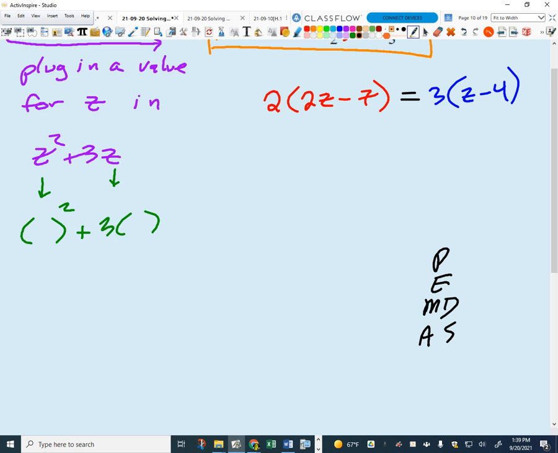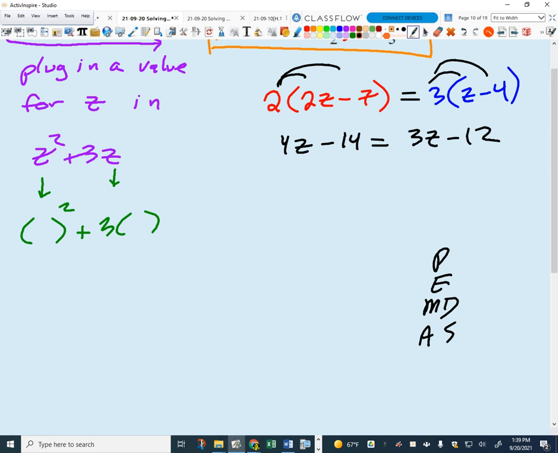Distribute. Okay. So we can distribute the 2, we can distribute the 3, and that's going to give us what? 4z minus 14 equals 3z minus 12. Now what? Still got 2 z's. What should I do next?